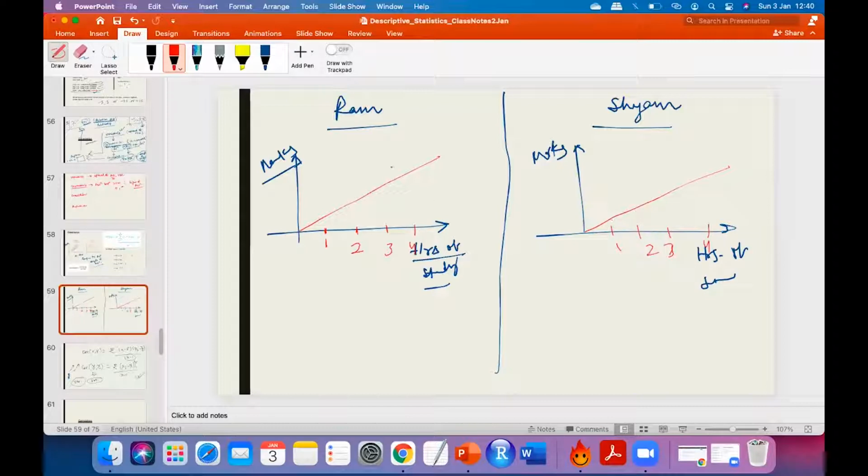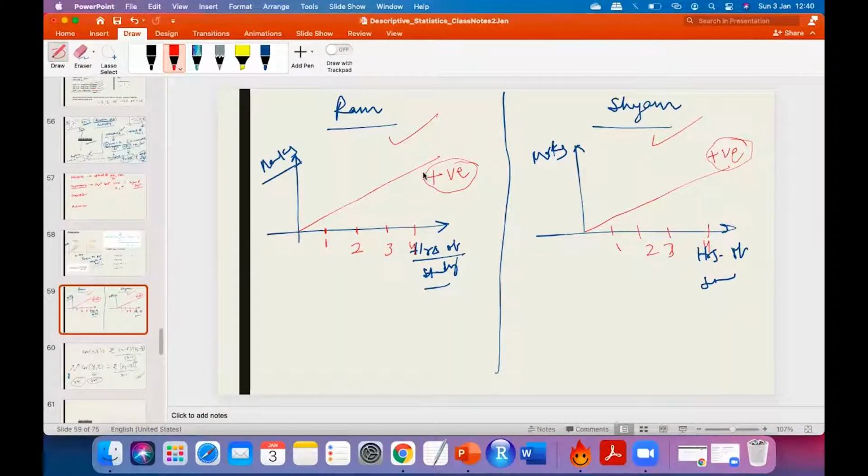Now, how would I come to know who performed better? If I find out the correlation or covariance of this, the sign or direction will be positive for this and positive for this also. So in a way, covariance is only giving me the direction, but I need more detail. And what is that detail? Strength of the relationship.